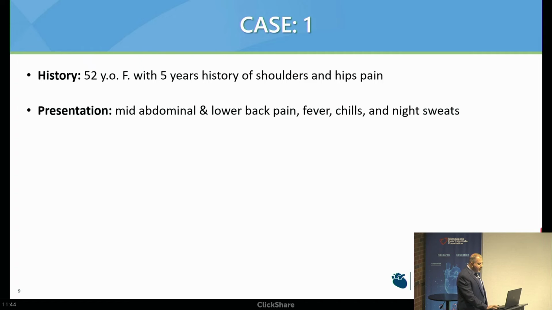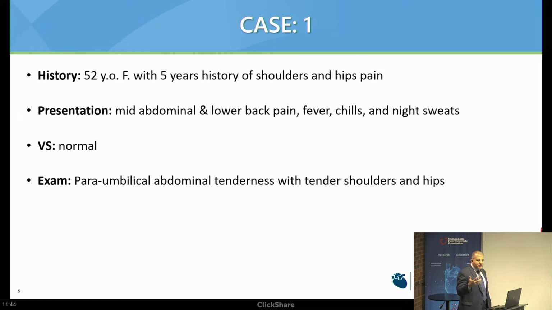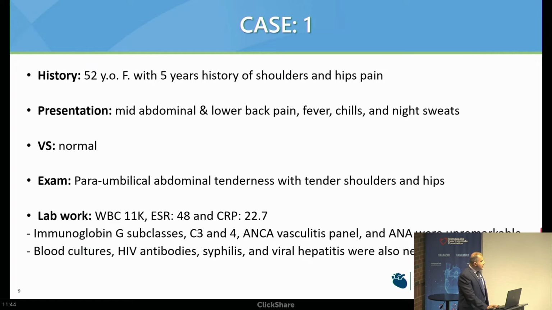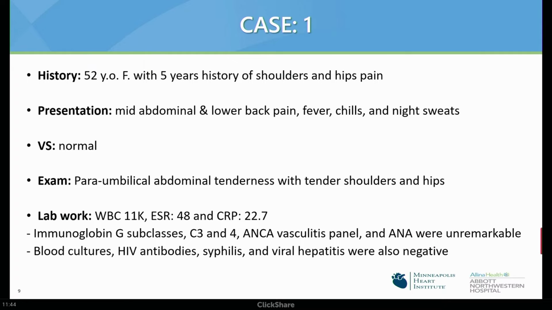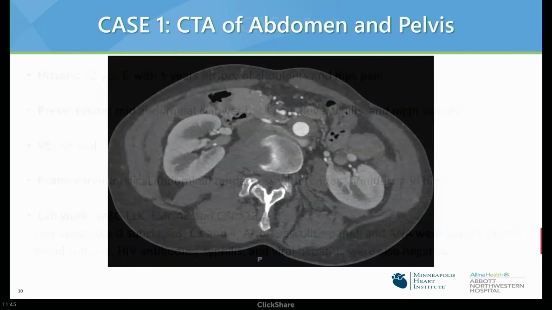She presented with abdominal pain, fever, chills, and night sweats. I want you to notice how the presentation of all these 8 cases is very similar, and even the workup results are very similar. Vital signs were normal, but she had paraumbilical abdominal tenderness, and she also has shoulder and hip tenderness. Workup showed leukocytosis, significantly elevated ESR and CRP. The rest of the workup was negative.